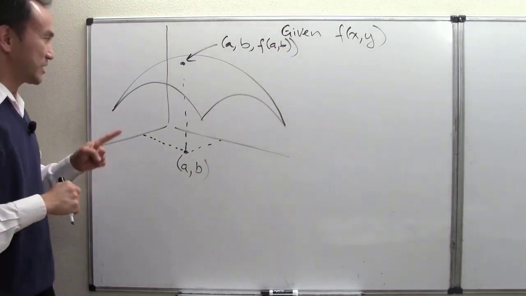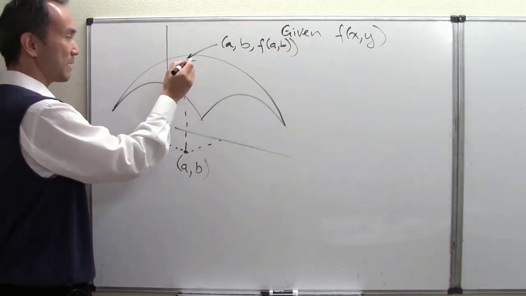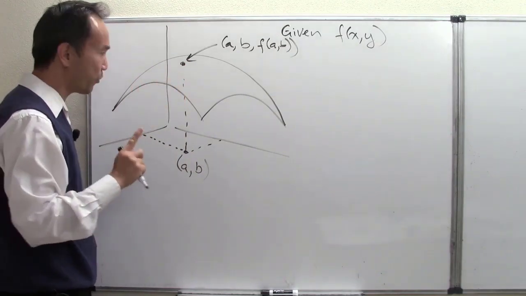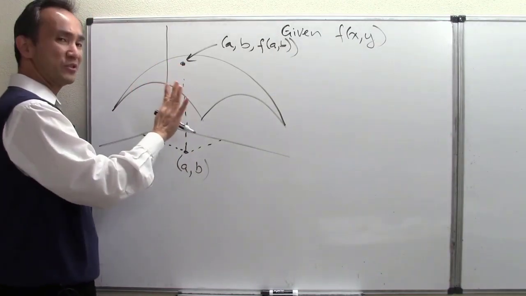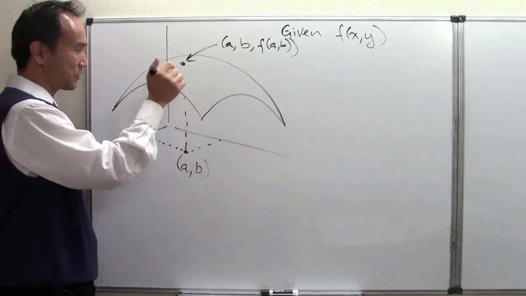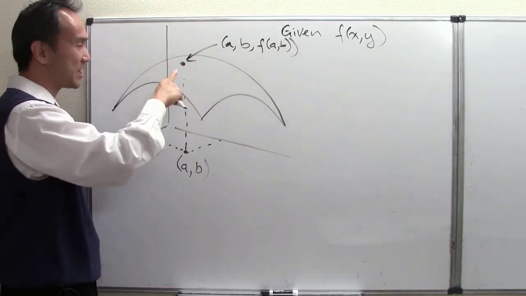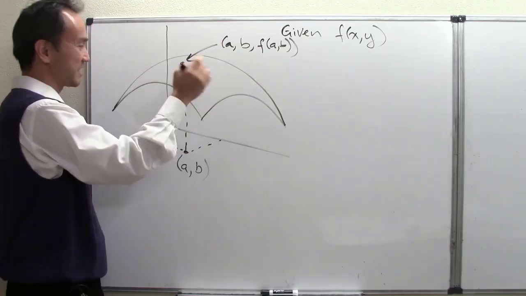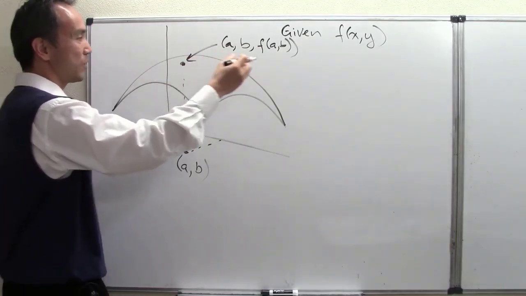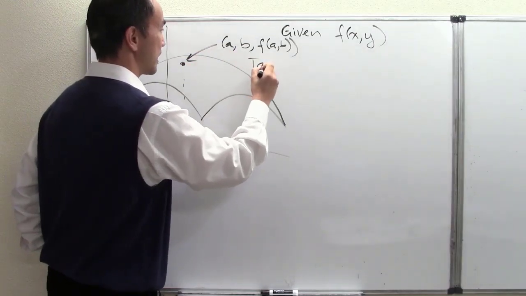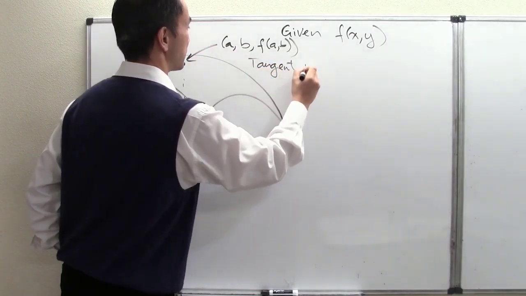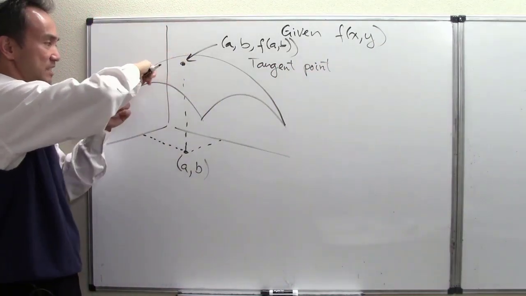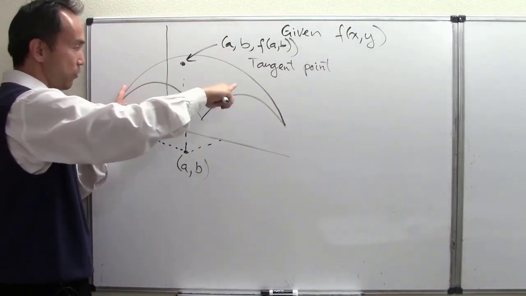Okay, and so the idea now is, if we're at that point on the surface and we would like to find a tangent plane, the tangent plane, needless to say, must be tangent to the surface at that given point. That's why this point is also regarded as the tangent point. We want to find a plane that's tangent to the surface at that point.